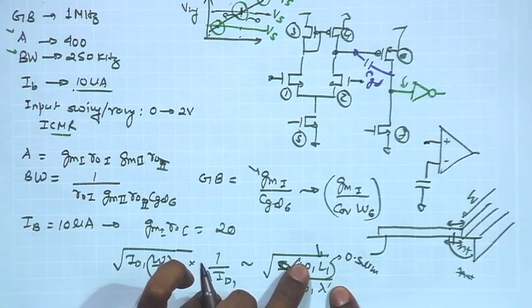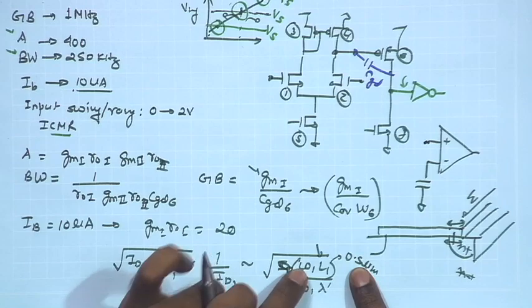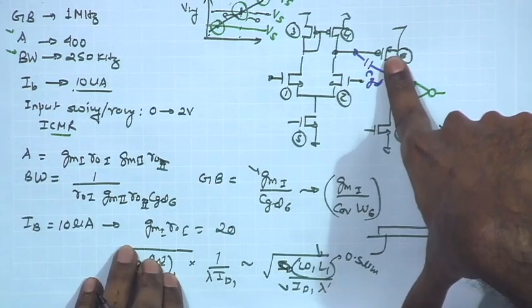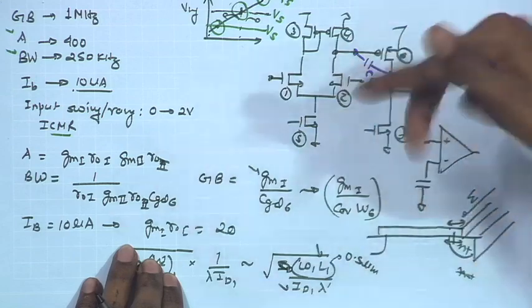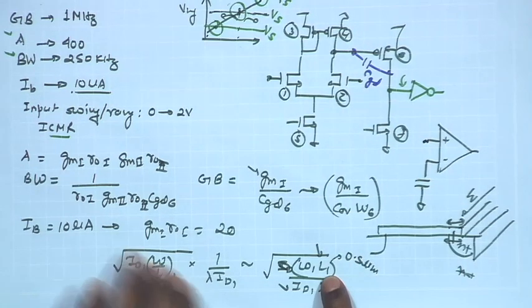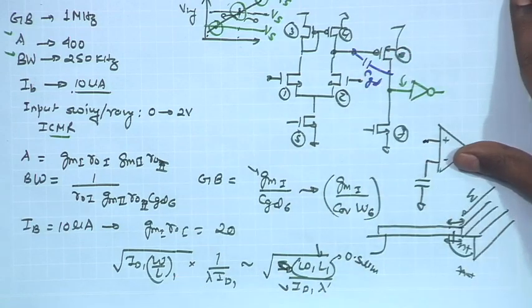So, when I have this W1 and L1 in the first stage determined, that for this particular channel length I need a certain W1 to get a gain of 20. It also gives me the W for the second stage transistors, and also we have assumed that the channel lengths are similar. So, I get the W1 for the second stage transistors also to get the similar GM2 RO2 value.